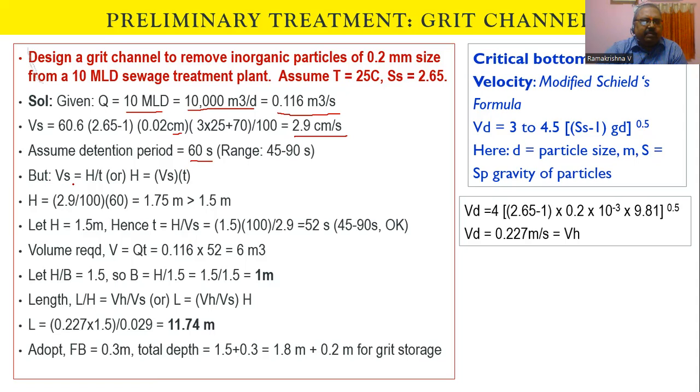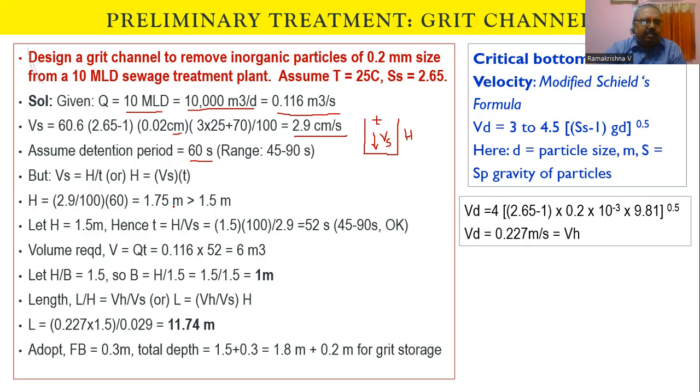So the formula what we have is Vs is nothing but h by t. Settling velocity is nothing but h by t, because this is the chamber. So this is your h and this is your settling velocity, so Vs. The time taken to fall down in a time of t is your settling velocity. So Vs is equal to h by t. Therefore h is equal to Vs into t. So using that information, 2.9 centimeter per second into 60 seconds, this will give you in centimeter.